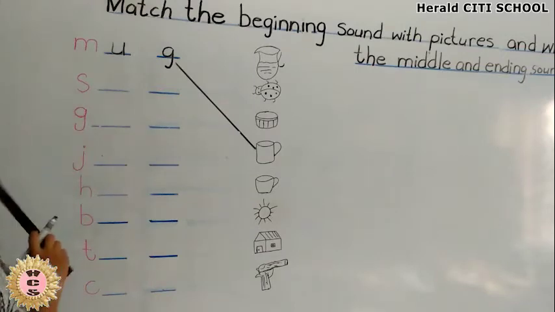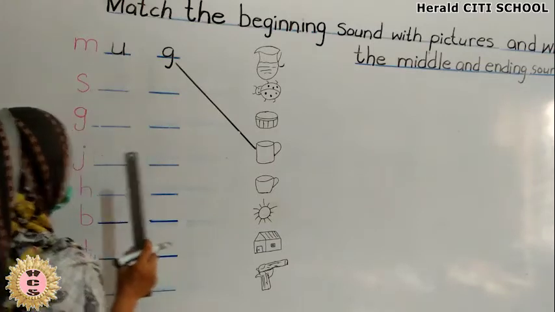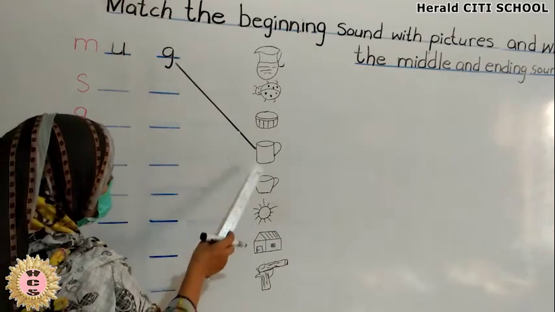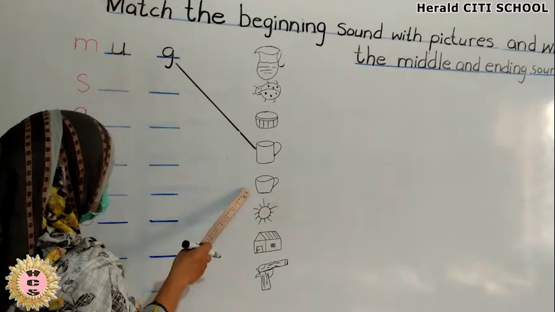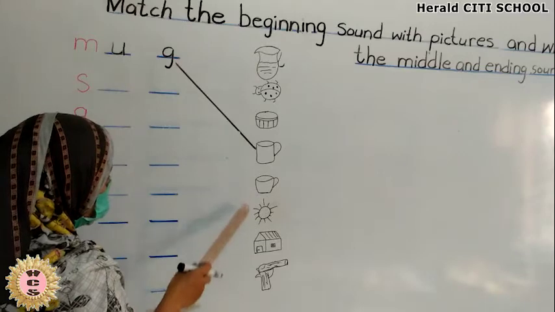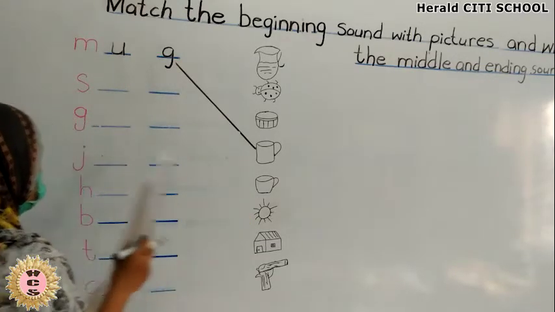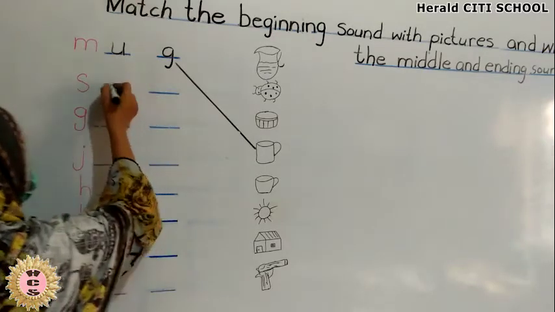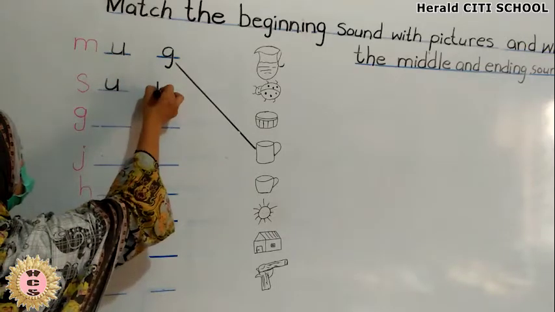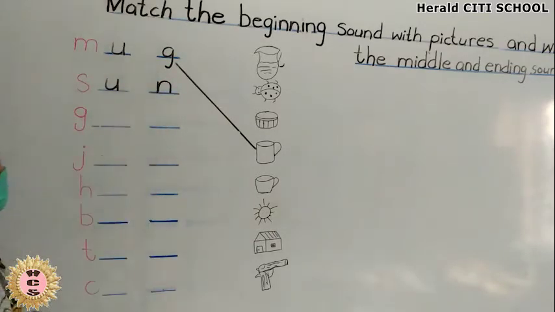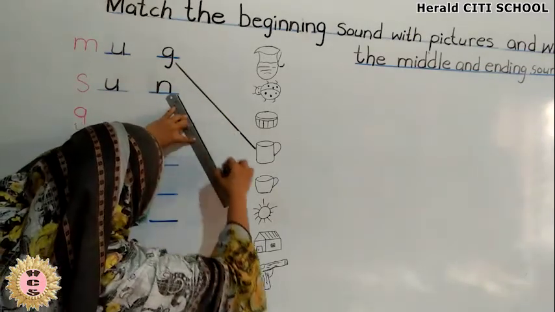Children, which sound is this? This is S. And which picture starts from the sound S? Does this start from the S? And what is this? This is cup. And what is this? This is sun. And what is the spelling of sun? S-U-N, sun. Now we will match the spelling of sun to the picture of sun.